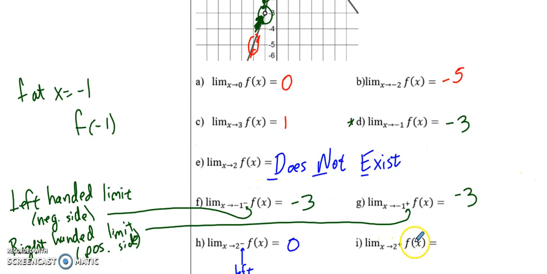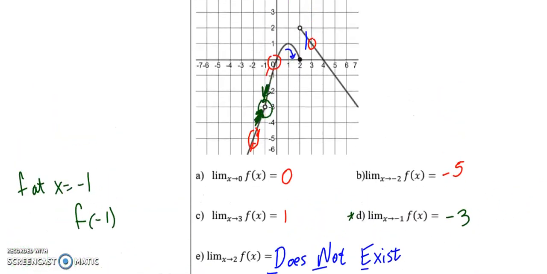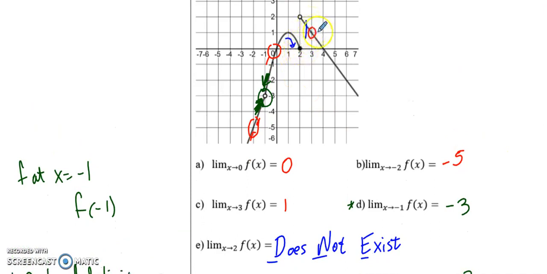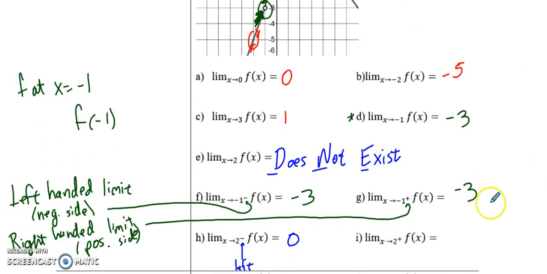I. What happens as we approach 2 from the right side? So again, here's x equal 2. From the right side of 2, that's this side over here, as we get closer and closer to 2, what function value does it approach? The function approaches. Not gets to, approaches. Gets closer and closer to? Exactly, 2.